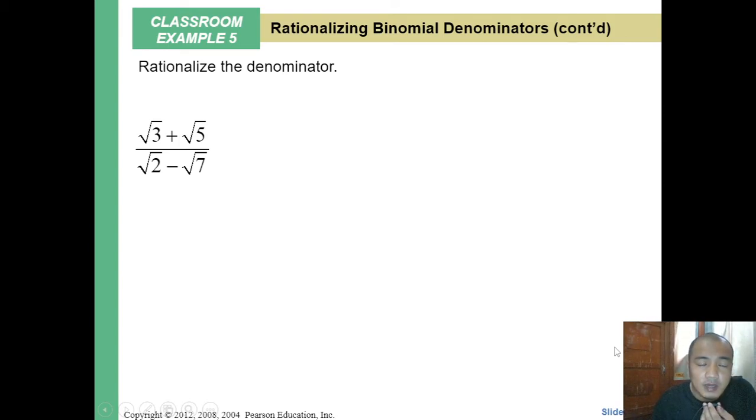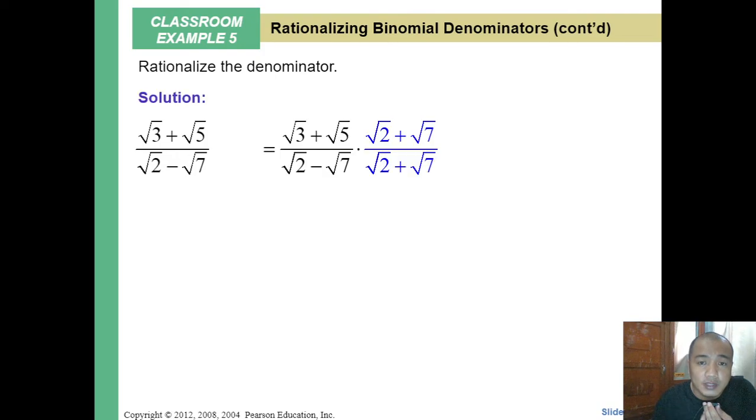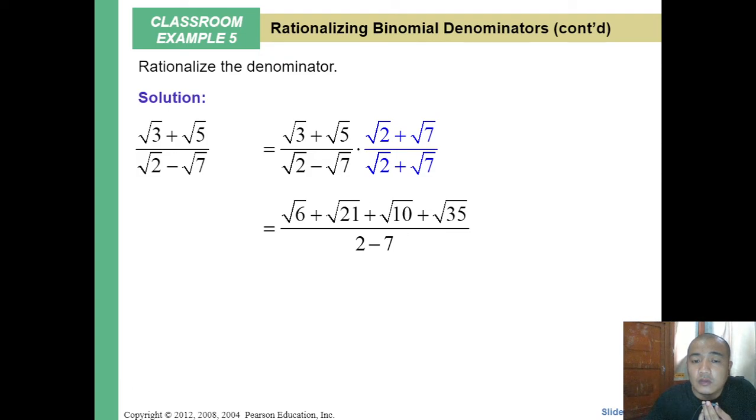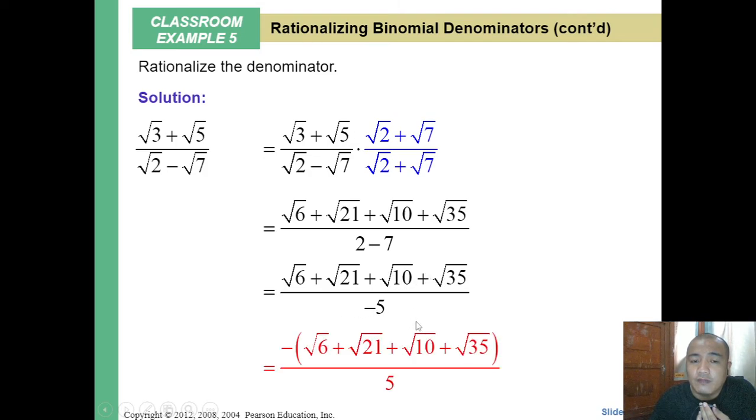Next, rationalize the denominator by multiplying the denominator and numerator by square root of 2 plus square root of 7. So the denominator will become 2 minus 7, which is negative 5. Then by the FOIL method, multiply the two binomials in the numerator. Square root of 6 plus square root of 21 plus square root of 10 plus square root of 35 over negative 5. Or negative quantity square root of 6 plus square root of 21 plus square root of 10 plus square root of 35, all over 5, I should say.